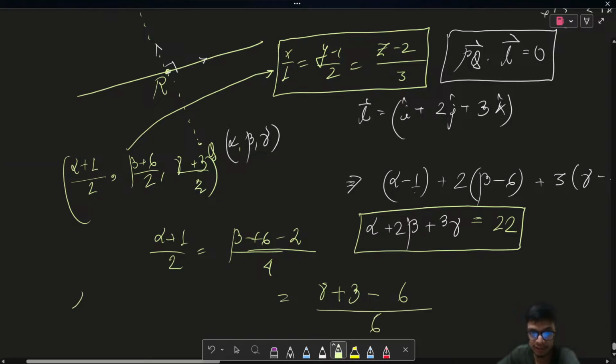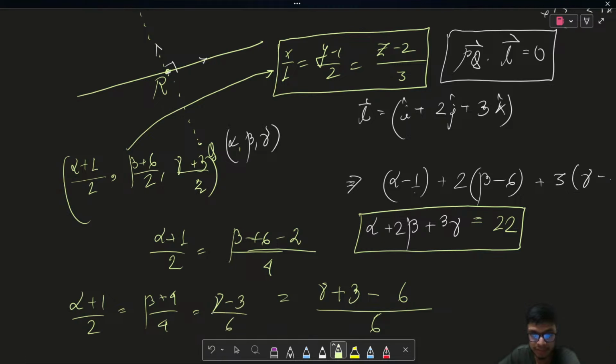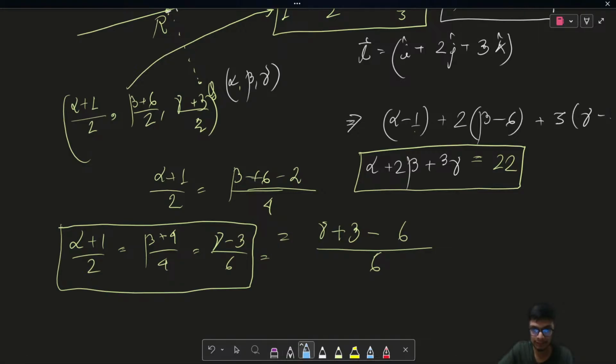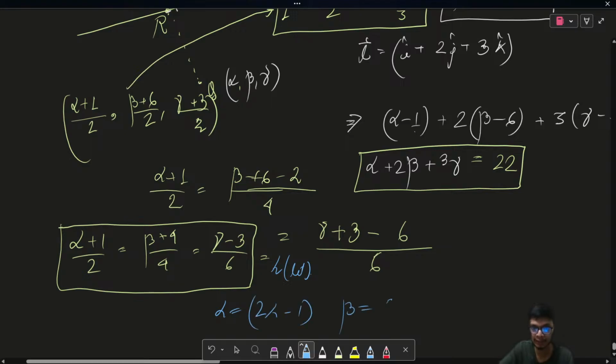Alright, this I will have as a convergent relation. So (alpha plus 1) by 2 is equal to (beta plus 4) by 4 is equal to (gamma minus 3) by 6. Okay, so I will obtain another relation over here, which I can assume as some constant lambda, and I can obtain alpha as 2 lambda minus 1, beta as 4 lambda minus 4, and gamma as 6 lambda plus 3, right? And this I can put in this particular equation to solve for lambda.